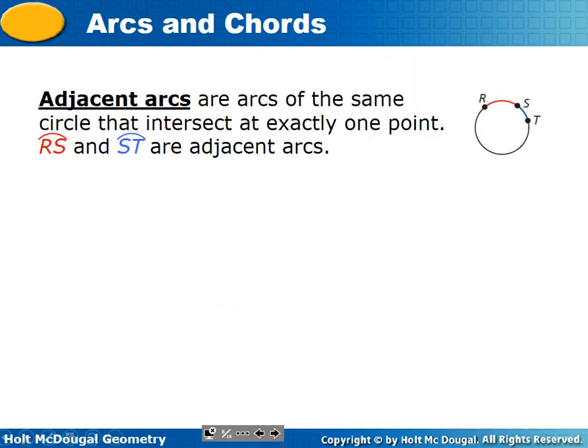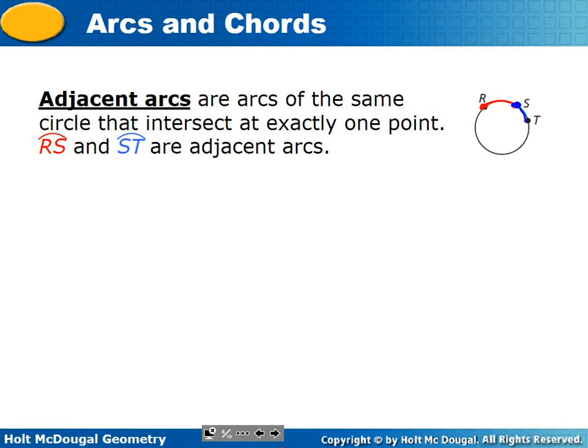So the next concept we're going to talk about is adjacent arcs. These are arcs that are in the same circle that are right next to each other, and they share a point. So you'll notice up here that arc RS right here is adjacent to arc ST.